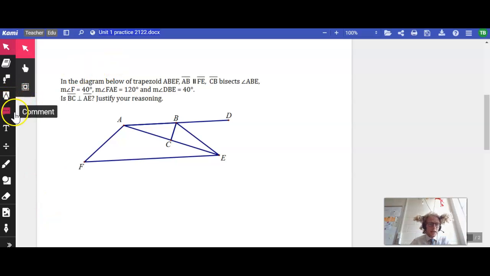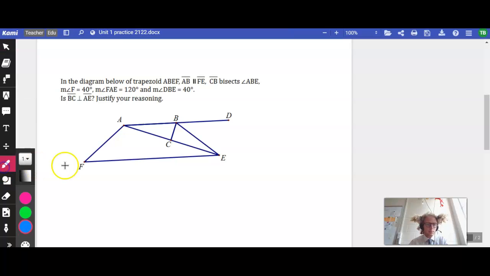The big thing here, again, is the justifications. So, second problem here. In the diagram below of trapezoid ABEF, AB is parallel to FE. Whenever you get something, you should mark it on your diagram. So AB is parallel to FE.